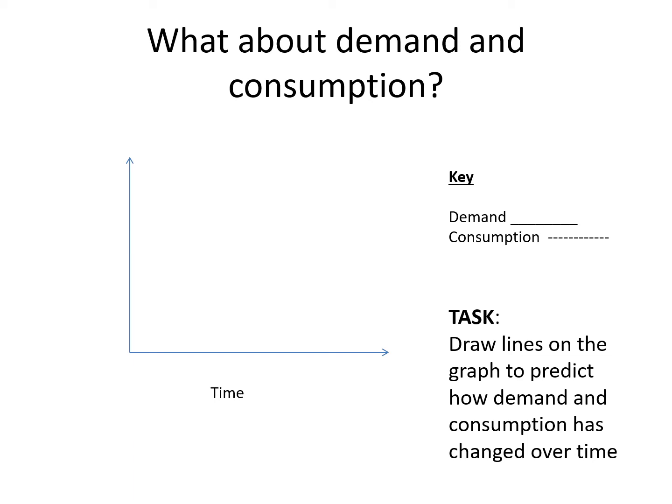You draw a line. Secondly, how has consumption changed? Consumption is what we actually use in terms of energy. Are we using more? Are we using less? Is it staying the same? You draw your lines and then flick to the next slide to have a look at what's happened.